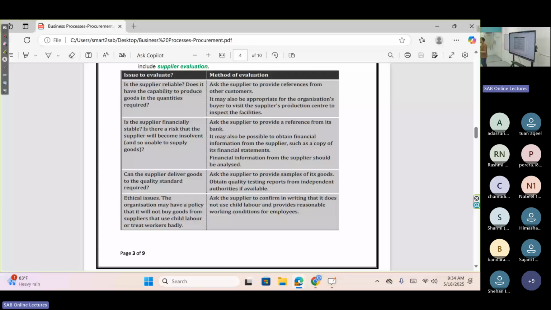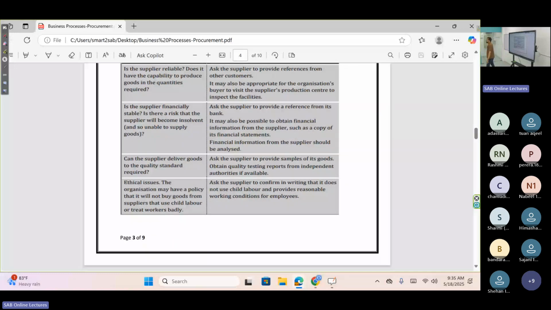On the other hand, if they have a loss, problem. If they have negative cash flows, problem. If they have negative equity or net assets, that is also a problem. So by analyzing their financial statements, the latest audited accounts, we can make a judgment that this supply can continue for a long period. Ask the supplier to provide a reference from its bank. It may also be possible to obtain financial information from the supplier, such as a copy of the financial statements.